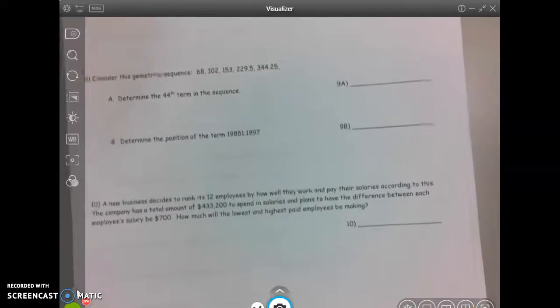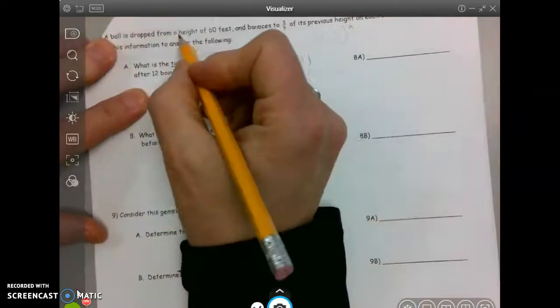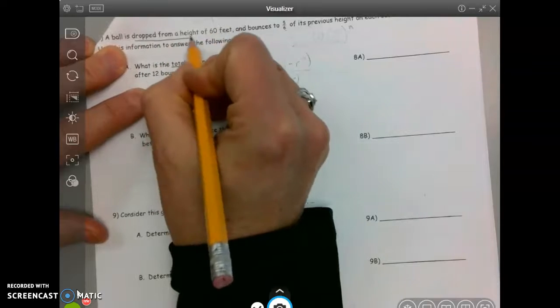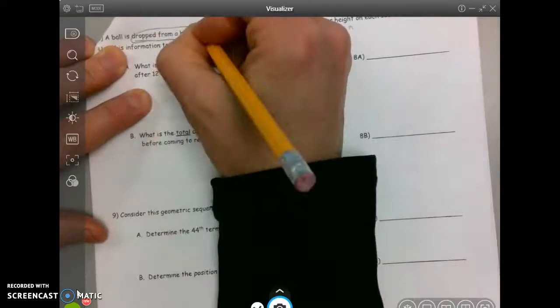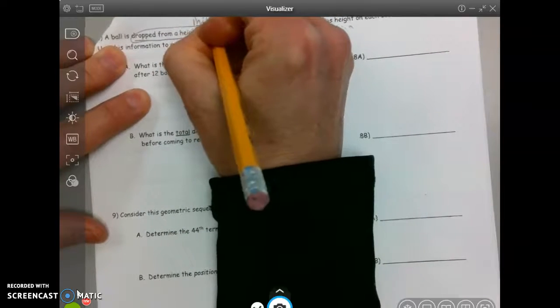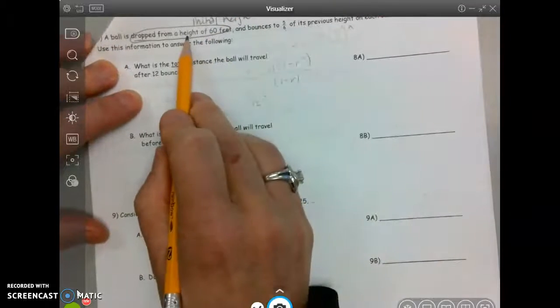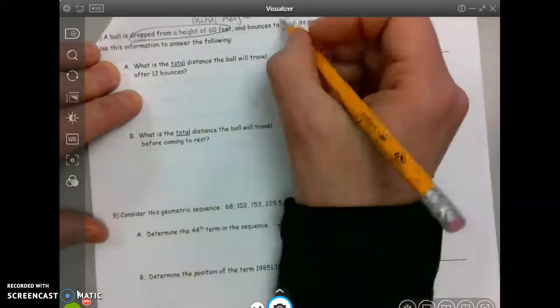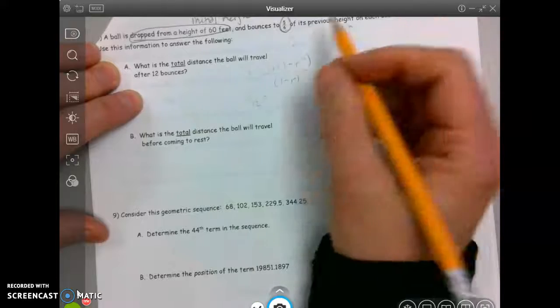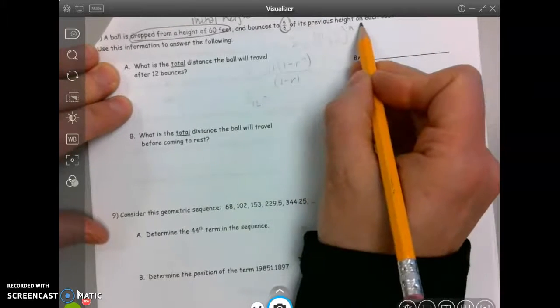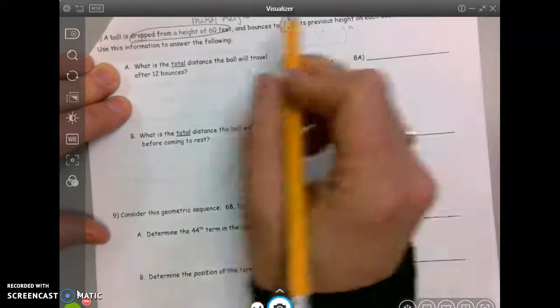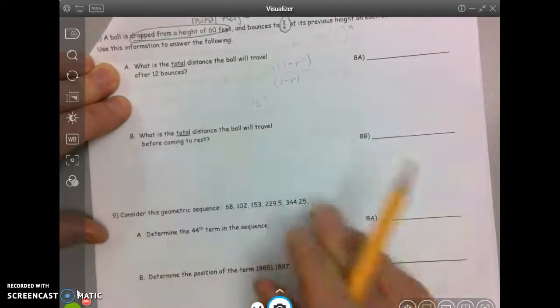A ball is dropped from a height of 60 feet. That's going to be my initial height. It's not after a bounce, it's the initial height it's dropped from, and it bounces to 5/6. That's going to be my constant ratio of its previous height on each successive bounce. Use this information to answer the following.